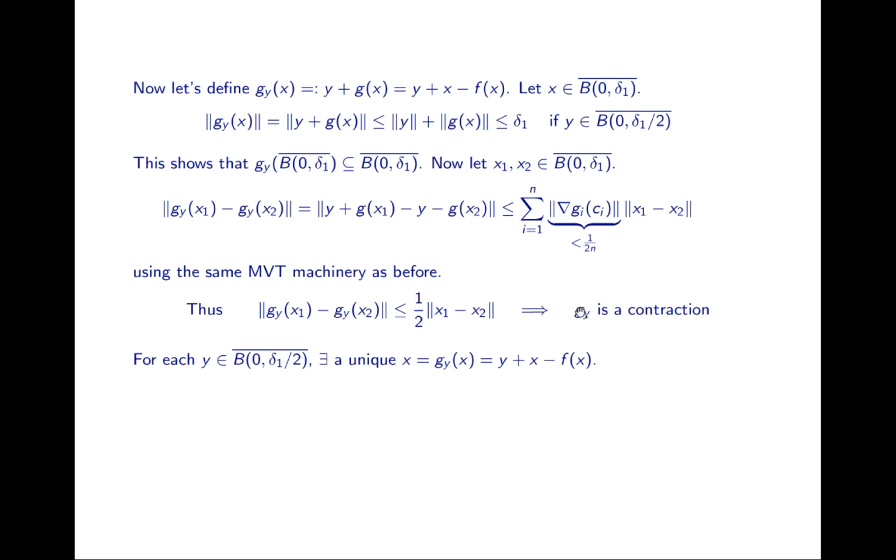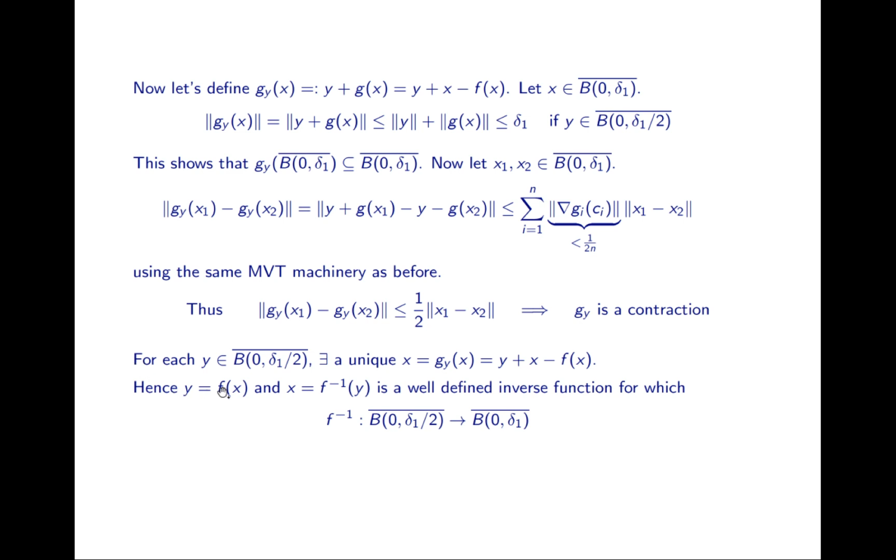Because g_y is a contraction, and it's defined in terms of y, for each y in this set, there's a unique x such that x equals y plus x minus f of x. If I subtract x from both sides, I get that y equals f of x, and the x is the unique fixed point, meaning x equals f inverse of y is well defined. Furthermore, the inverse maps the closed ball of radius half of delta 1 to the closed ball of radius delta 1. So we've proven that, in fact, f is invertible on a subset.